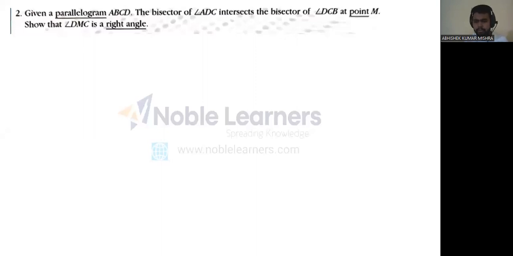Today we are going to solve this question. Given a parallelogram ABCD, there is the bisector. So first of all, I am making the diagram. This question has been taken from the book of grade 9th mathematics, SABIS International School. So let us solve this question.